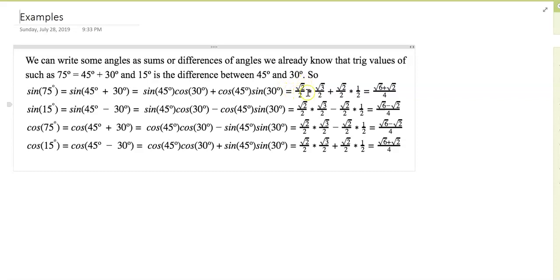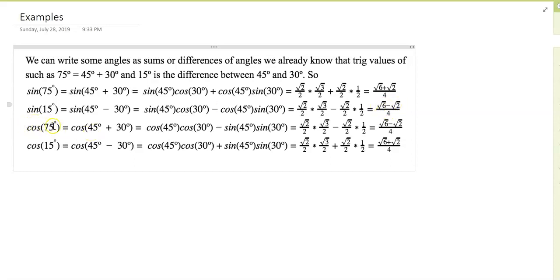And this will be equal to radical 2 over 2 times radical 3 over 2 plus radical 2 over 2 times 1 half. And this will give us radical 6 plus radical 2 over 4. Likewise, if we wanted to find the sine of 15 degrees, that's the same as 45 degrees minus 30 degrees, so that's the sine of 45 degrees minus 30 degrees. So that would be sine 45 degrees cosine 30 degrees minus cosine 45 degrees sine 30 degrees, equal to radical 2 over 2 times radical 3 over 2 minus radical 2 over 2 times 1 half. And that will result in radical 6 minus radical 2 all over 4.